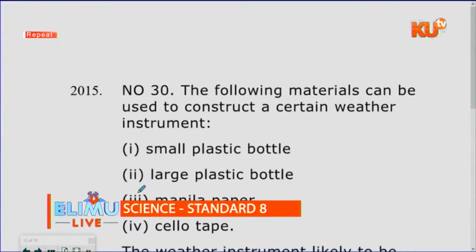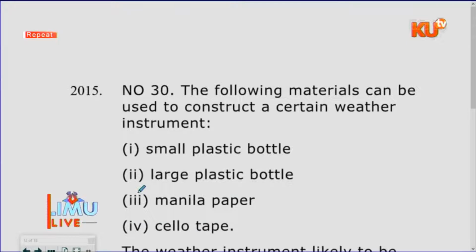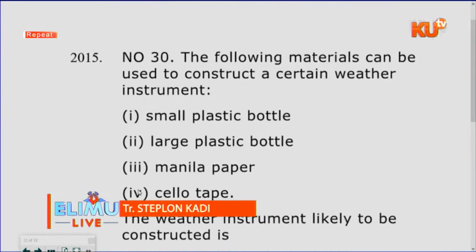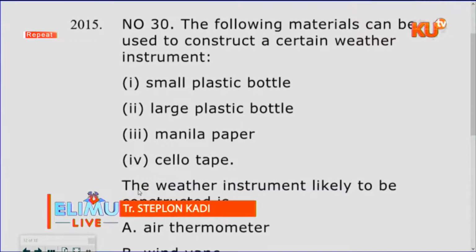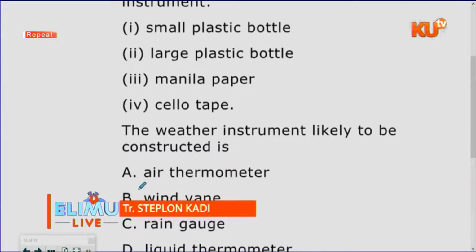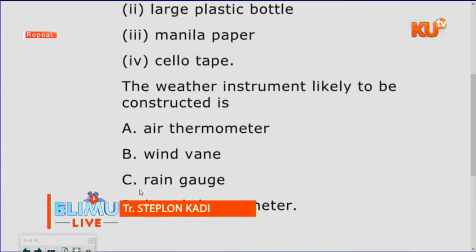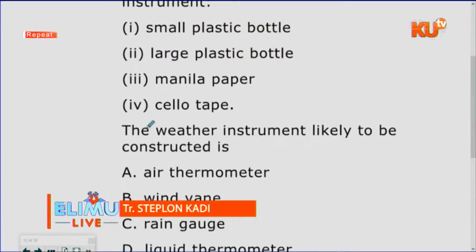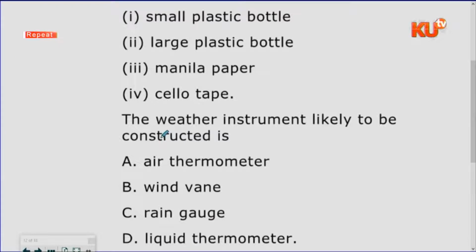Another question, 2015, number 30. The following materials can be used to construct a certain weather instrument: small plastic bottle, large plastic bottle, manila paper, sellotape. The weather instrument likely to be constructed is... So we first of all eliminate some weather instruments based on the materials that we have. We have small plastic and large plastic. We don't need plastic when we are making a wind vane, so we remove a wind vane.